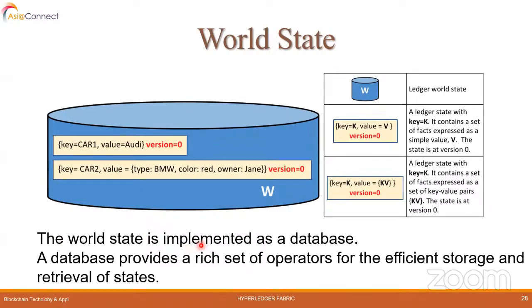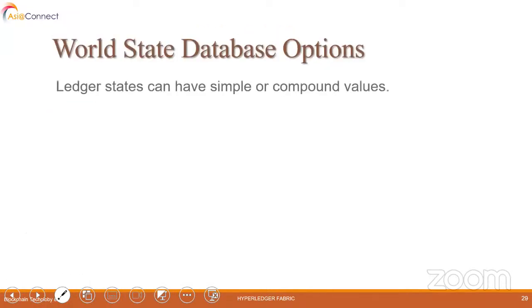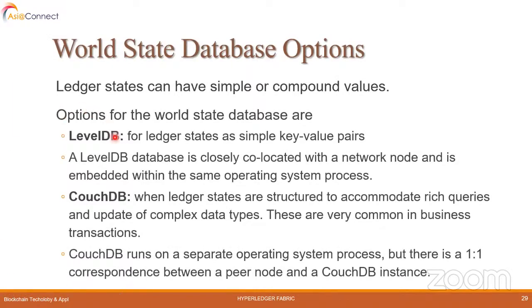The world state is basically implemented as a database, and in a database, key-value pairs are very commonly used. The database provides a rich set of operations for efficient storage and retrieval of states. So ledger states can have simple or compound values, as I said. There's one option, LevelDB, for ledger states as simple key-value pairs.